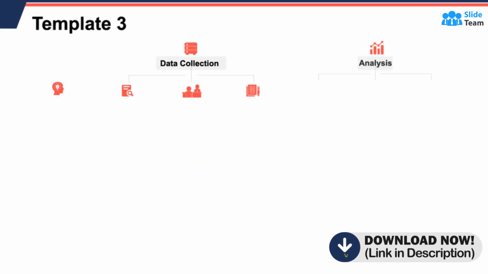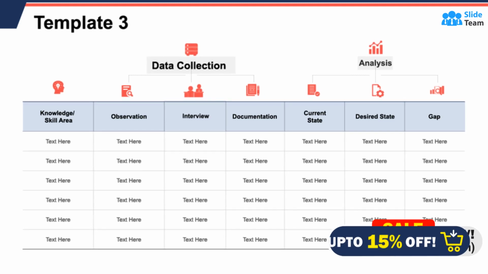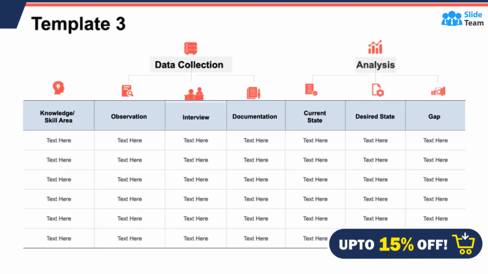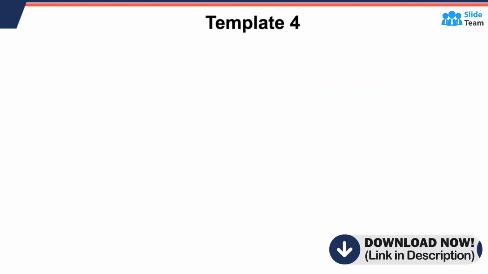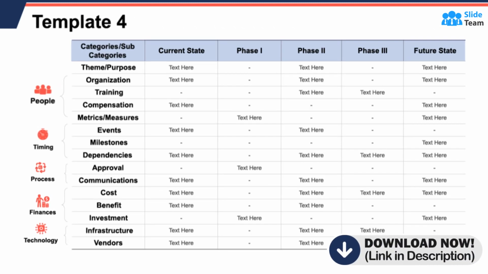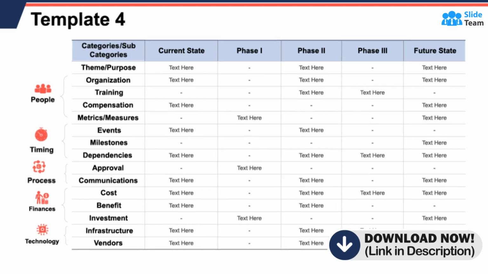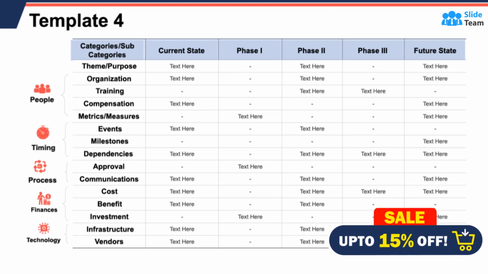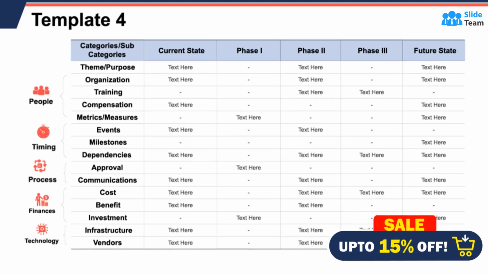In template 3, dig in deeper. Here, you can split the process into data collection and analysis and deliver nuances separately, but in the same place. Use template 4 to not only showcase people, timing, process, and more in the rows, but study these in an even more granular detail for a more in-depth analysis.